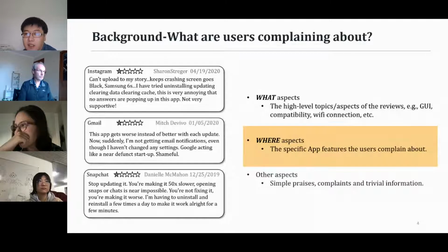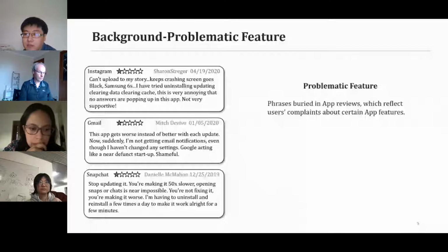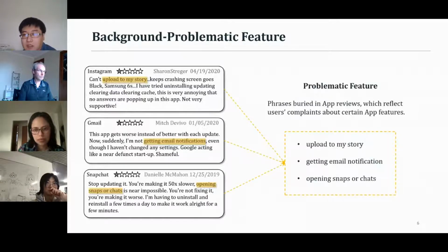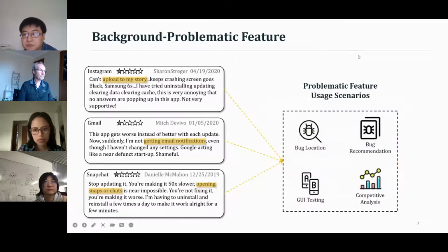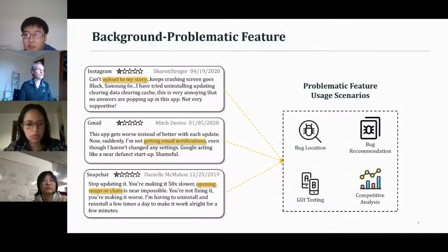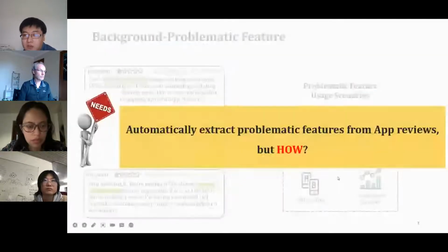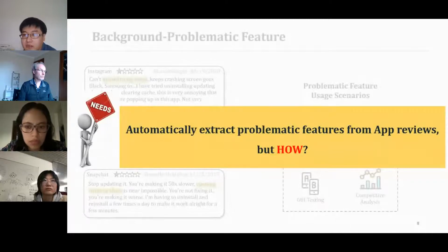In this study, we define phrases buried in app reviews which reflect users' complaints about certain app features as problematic features. For example, the problematic features from the left three reviews are these three phrases. The problematic features have many potential application scenarios, such as bug location, bug recommendation, GUI testing, and competitive analysis. So the question is how to automatically extract problematic features from app reviews.